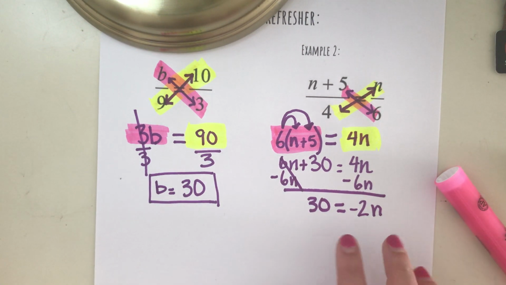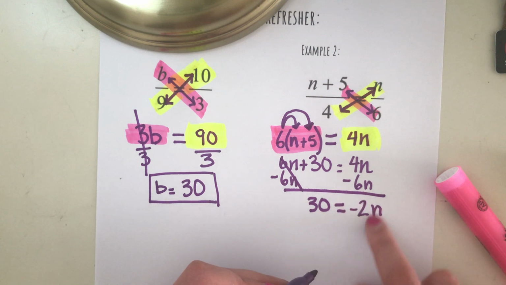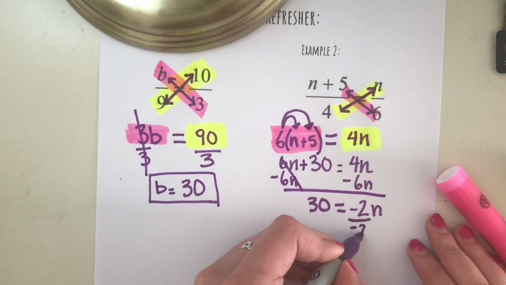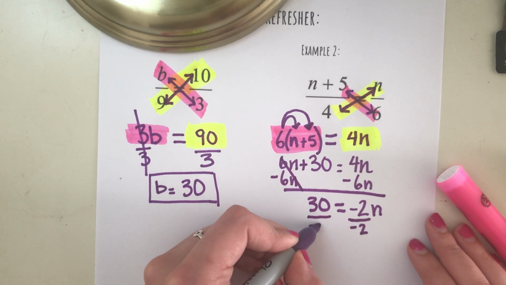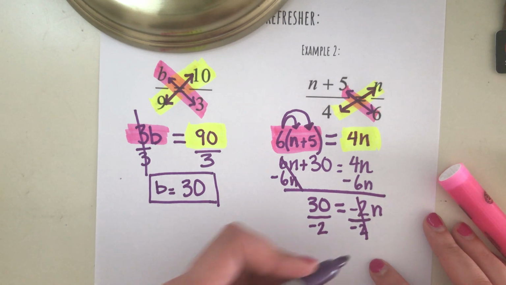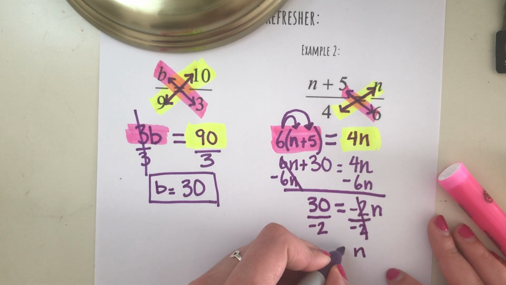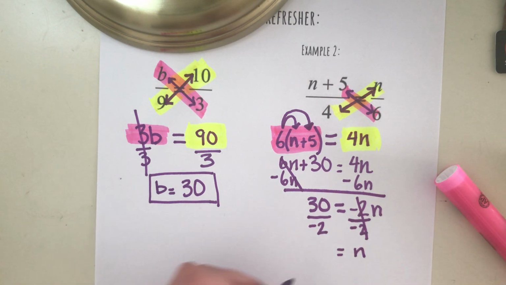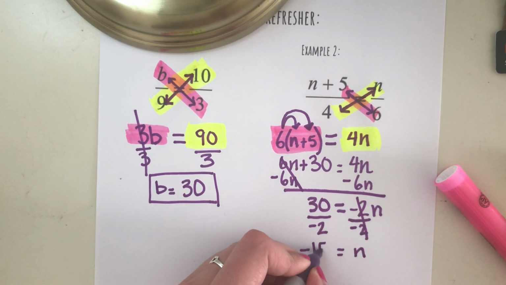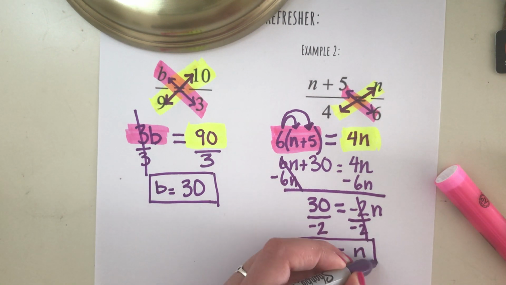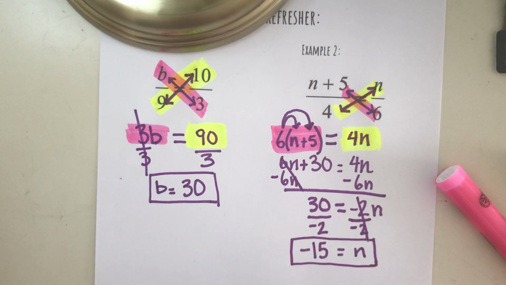Okay, so at this point, I'm ready to divide off and cancel, and I have negative 2 attached to my n, so that's what I'm going to be dividing both sides by. Cancels off that, and I'm left with n equals 30 divided by negative 2, which gives me negative 15. That is my answer for example 2.